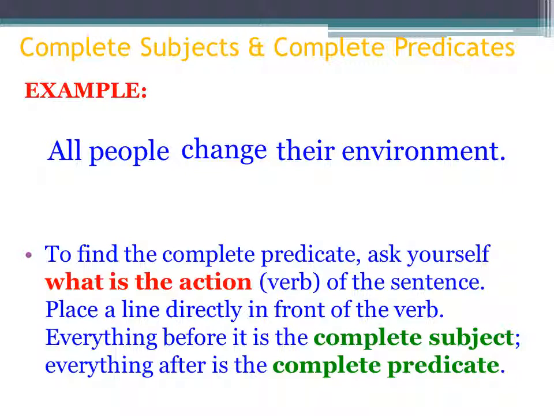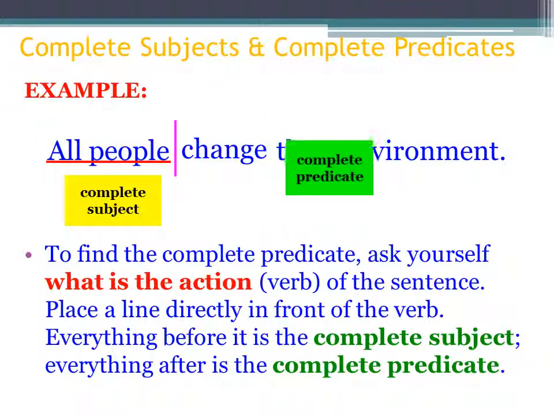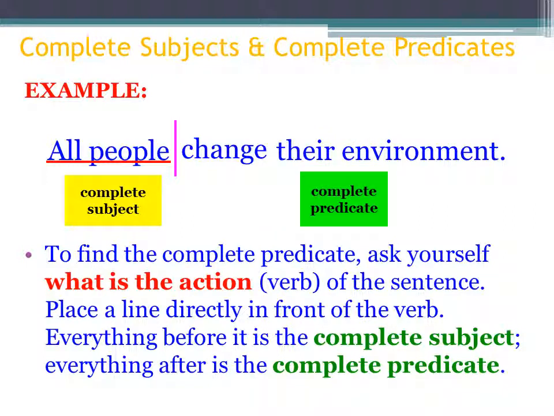We found the verb. Now we're going to place a line directly in front of that verb. This line separates the complete subject and the complete predicate. The complete subject comes in front. The complete predicate comes in the back.